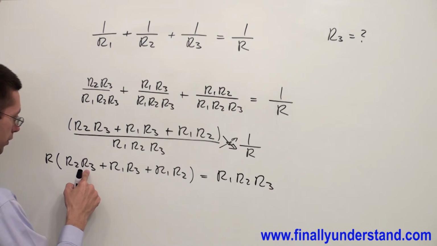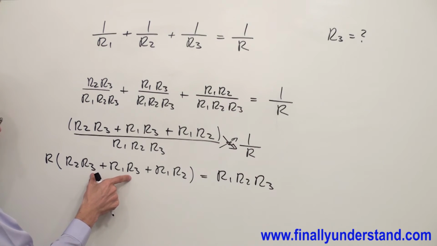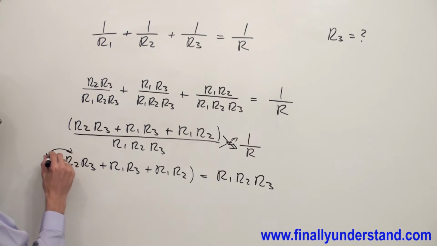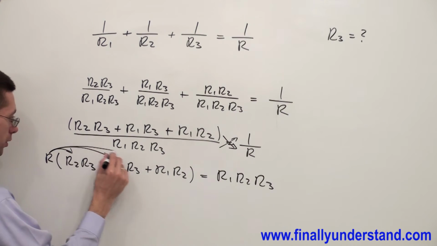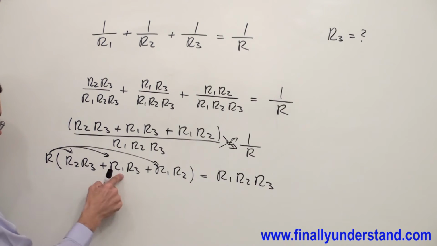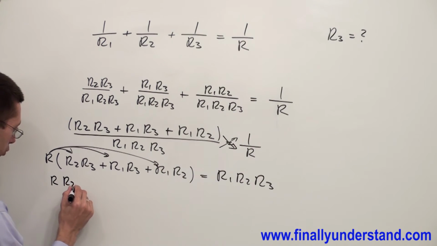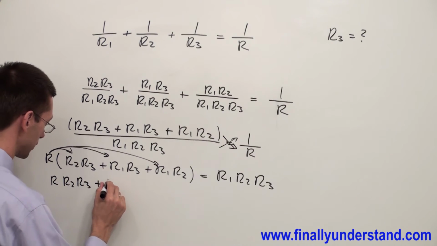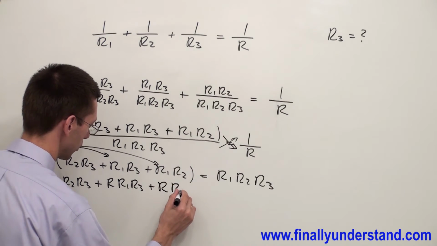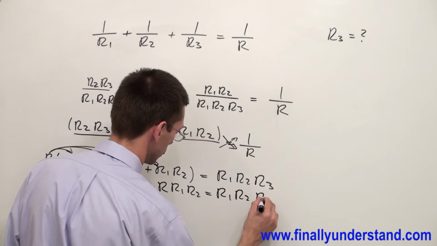Now I have R3 over here, and over here. In order to pull out R3 from the parentheses, I have to eliminate the parentheses. How can I do that? By simply distributing this R into every single term inside of the parentheses. This is multiplication, so I have to multiply R by every single term. So that's why I'm going to have R R2 R3 plus R R1 R3 plus R R1 R2 equals R1 R2 R3.